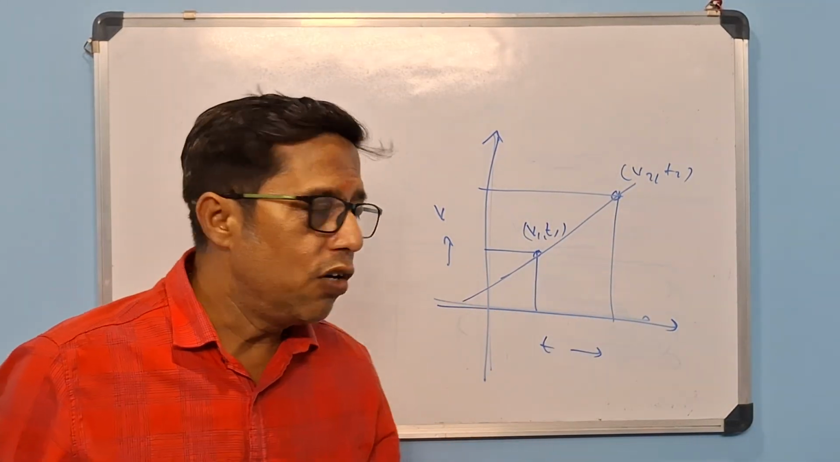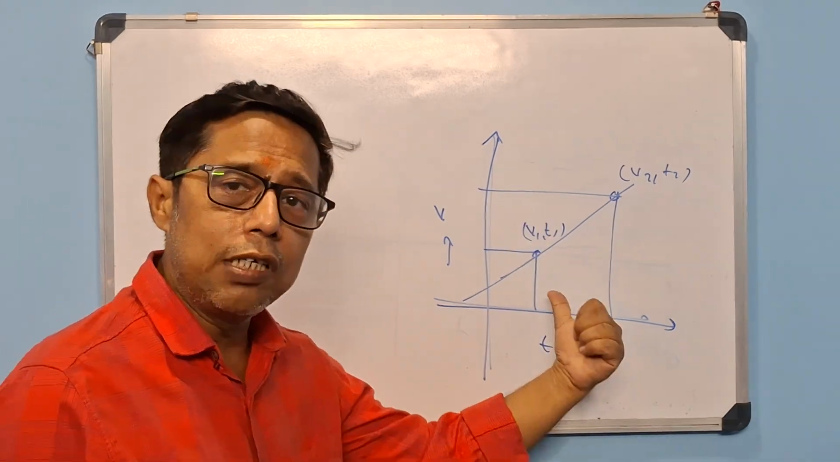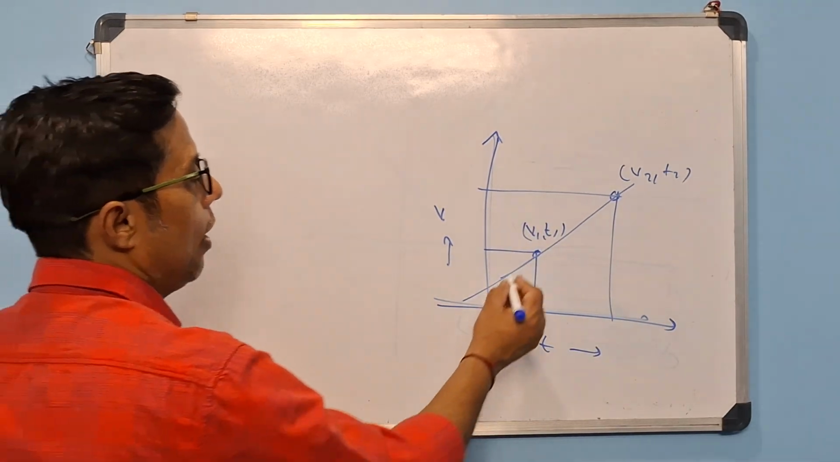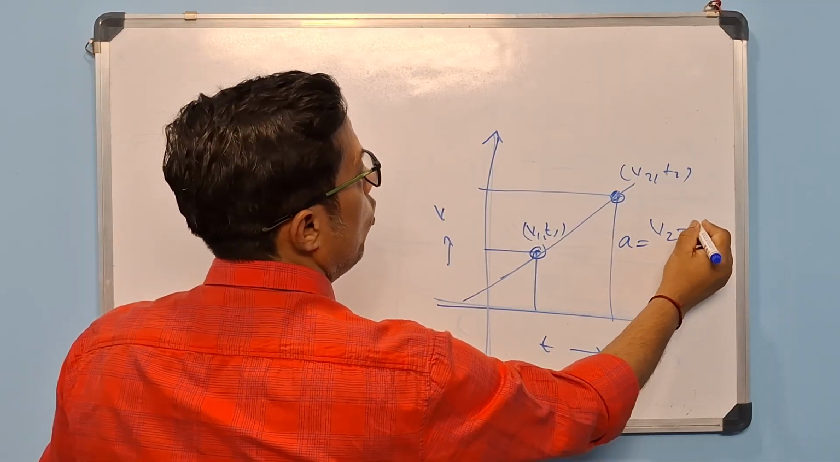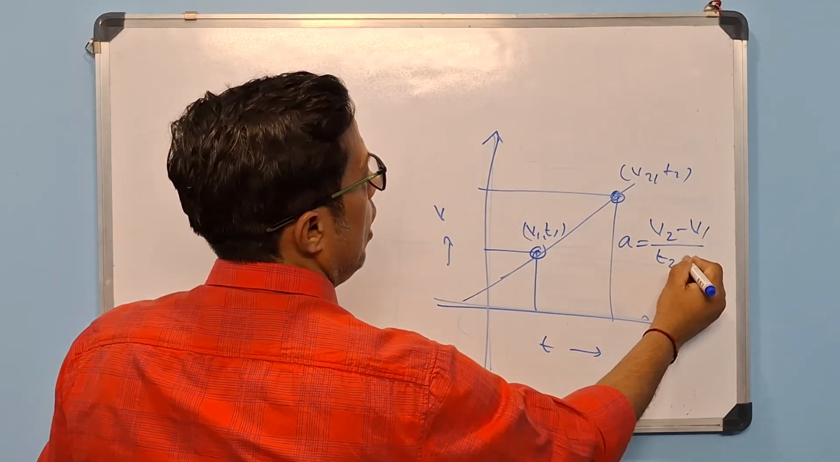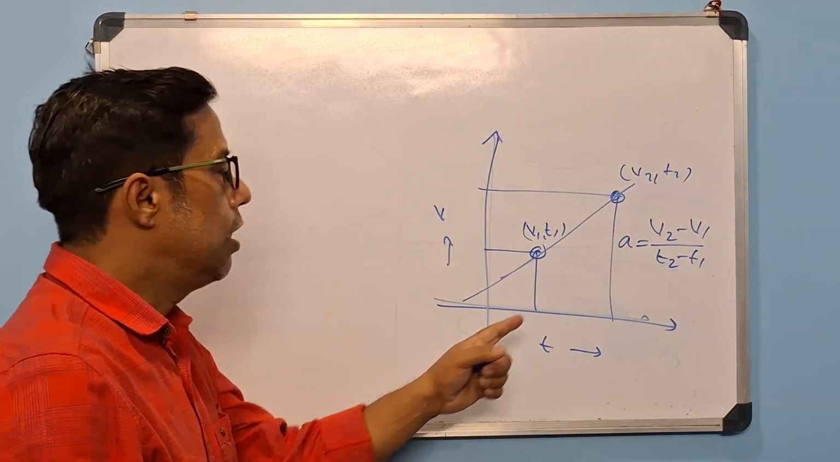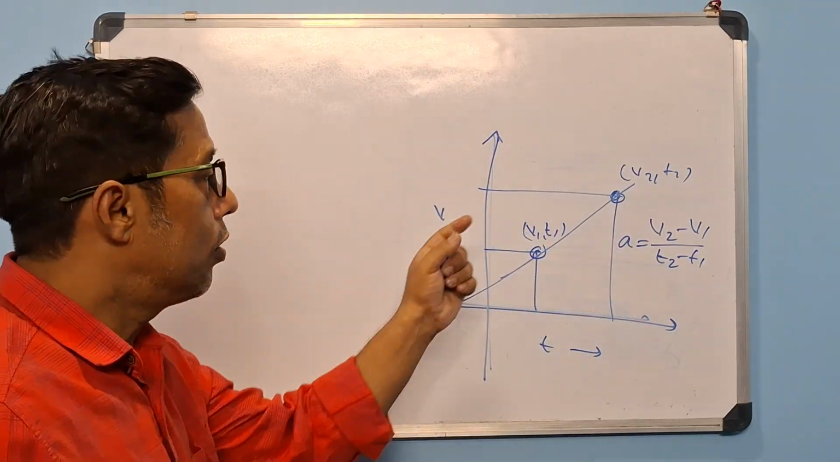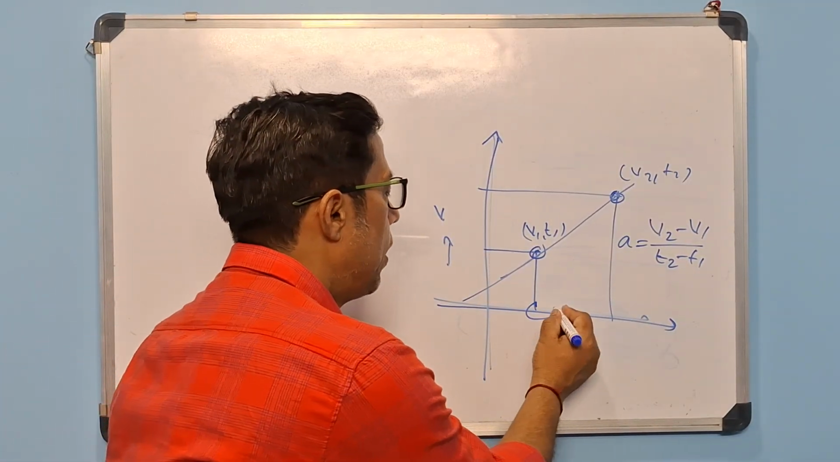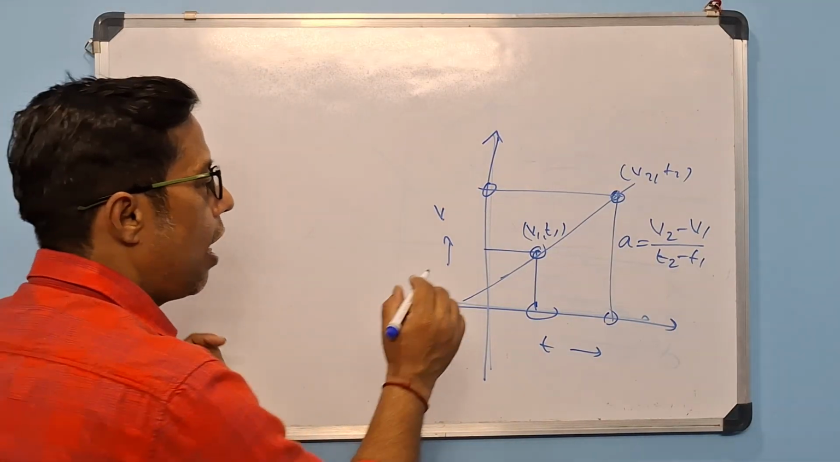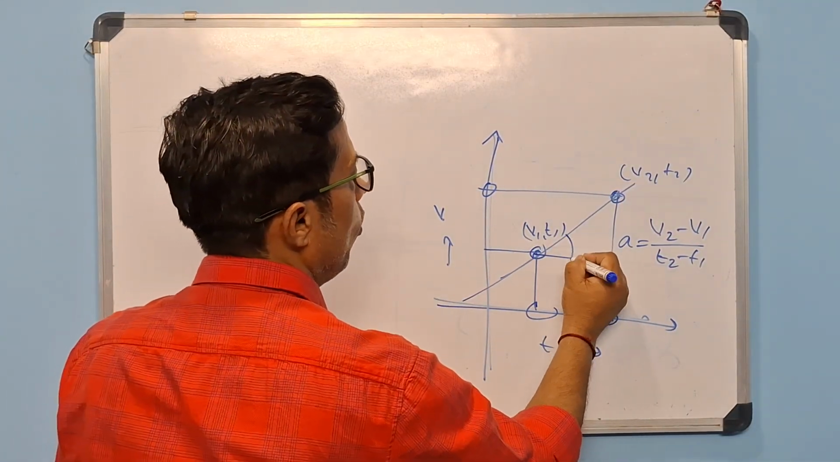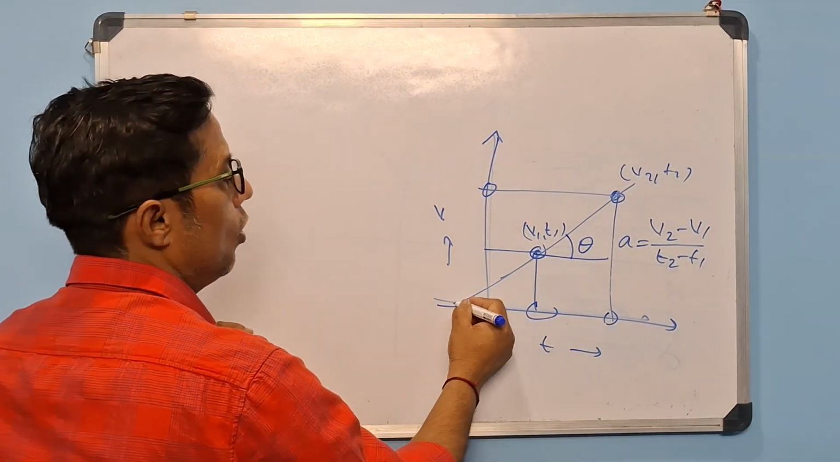Now if they ask you what is the value of acceleration from this graph, what are you going to say? You have those two known points. So acceleration will be v2 minus v1 by t2 minus t1. The v and t values will be given in your exam paper. So you get the acceleration, right? So here what are we actually doing? We are getting the slope of this straight line.